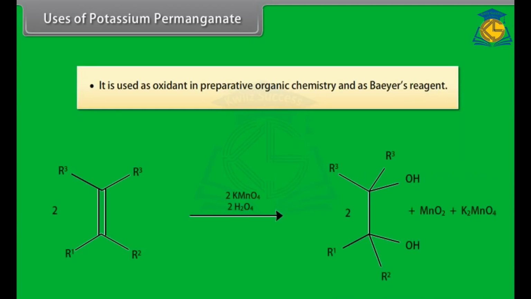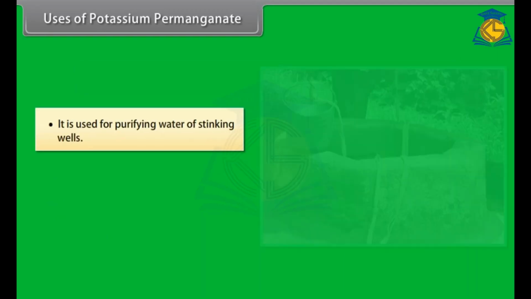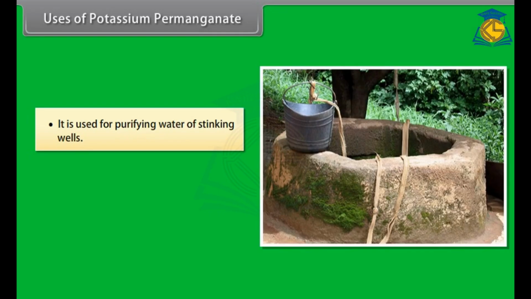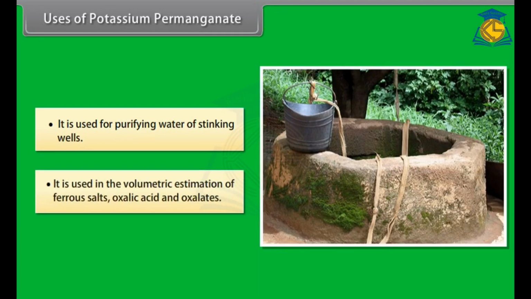It is used as an oxidant in preparative organic chemistry and as Baeyer's reagent. It is used for purifying water of stinking wells. It is used in the volumetric estimation of ferrous salts, oxalic acid and oxalates.